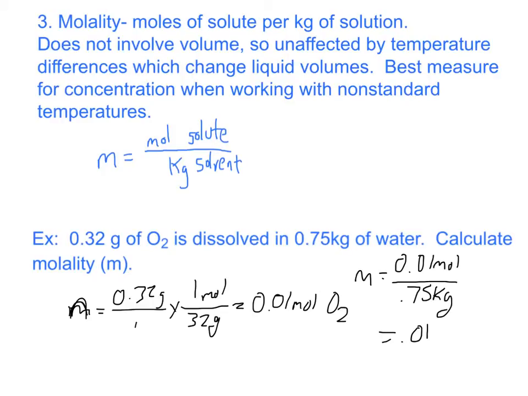It turns out to be 0.013. We didn't use proper sig figs at the top there. It should be 0.010 moles. So the final answer should be 0.013 molal, or little m, or we could write it as moles per kilogram. Either one's acceptable.